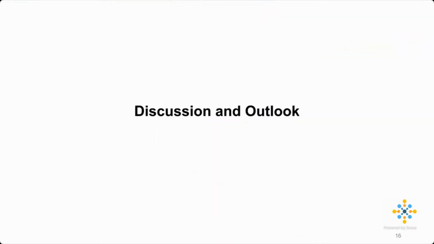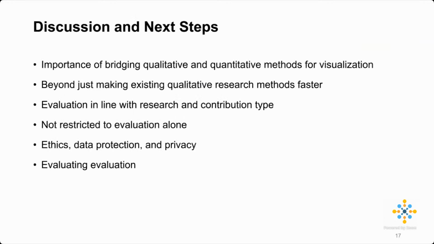Alright, let's see how evaluation methods could evolve in the future. First, I'd like to point out that bridging qual-quant is especially important for viz research. One reason is the large design space in visualization. Another reason is unconstrained studies like in-the-wild studies. Here we need to combine the complementing strengths of the evaluation methods. And AI is not only there to make existing qualitative research methods faster. We can think of new directions, for example, causality identification techniques to better understand complex studies.